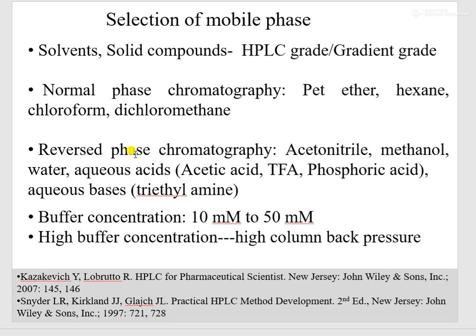You can use 0.1%, 0.5% or 2% depending upon your requirement and depending upon stability of the column at that particular pH. Now buffer concentration, if you are using buffer, the buffer concentration or solid concentration for buffer should range from 10 millimolar to 50 millimolar. Below 10 millimolar, buffer will lose its buffering capacity, so below 10 millimolar it is not used, and above 50 millimolar the viscosity of your buffer will increase, hence back pressure will increase. So you have to keep in mind.